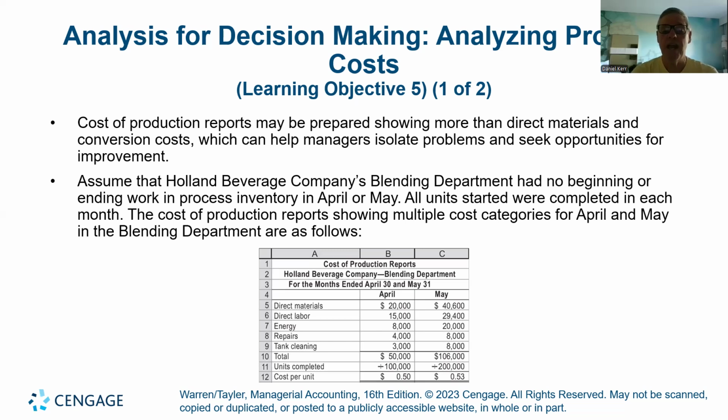We can do it now with conversion costs, and rather than lumping it all together, we can look at the cost per equivalent unit of labor. We can look at the cost per equivalent unit of energy, repair, tank cleaning, and we can see what explains the 3 cents. If you take 3 cents and divide by 50 cents, we actually got a 6% increase in the total cost. Why is that? Well, what we do is we divide each of the component costs on the production report by the equivalent units, that being 100,000 for April and 200,000 for May.